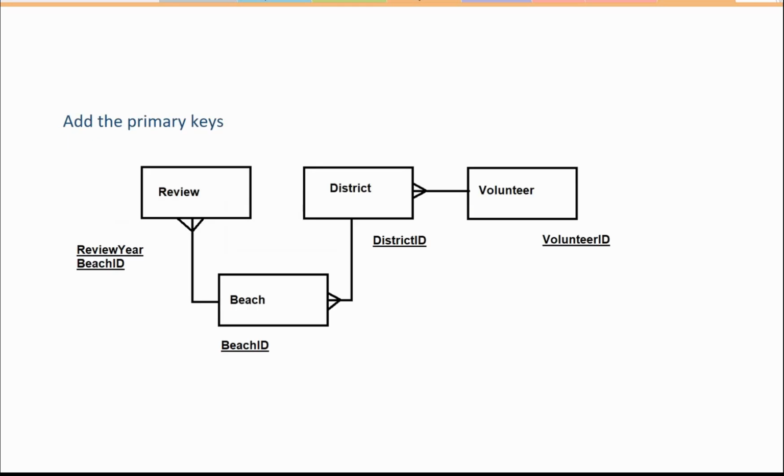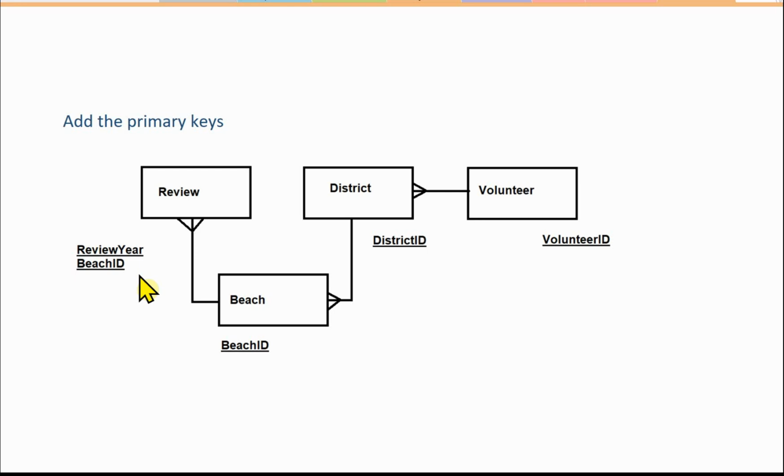So here we have our ERD. Primary key for volunteer was volunteer ID. Primary key for district was district ID. Primary key for beach was beach ID. And if you remember, the reviewer said we haven't particularly got a primary key jumping out at us. And in this case, we can only use the data that we're being given. We can't introduce any new attributes.